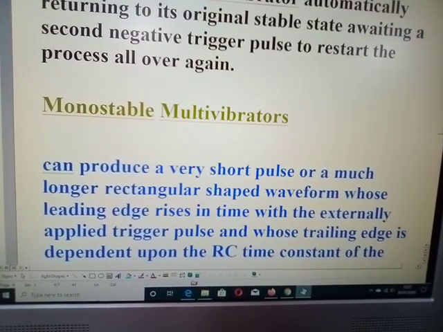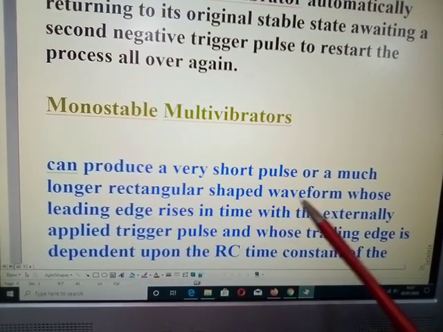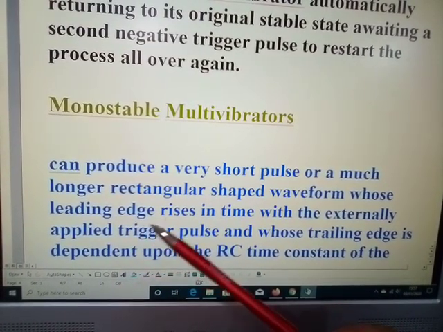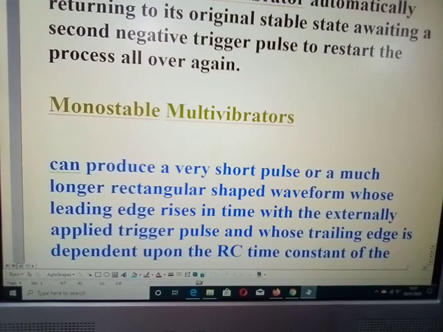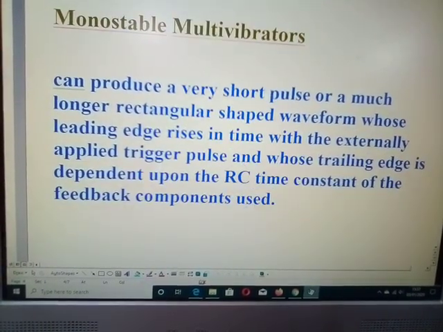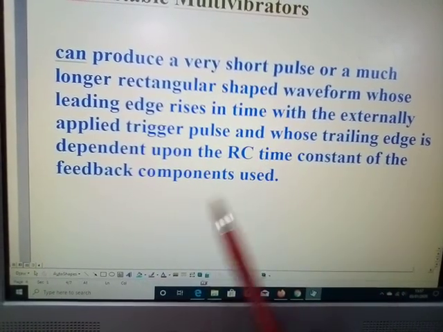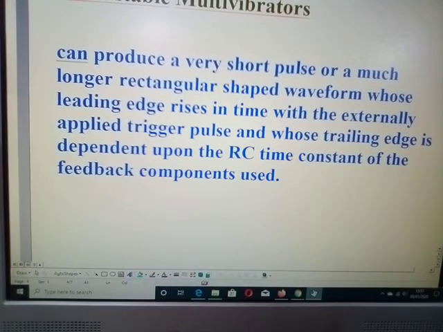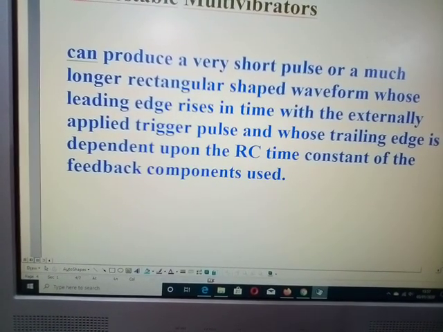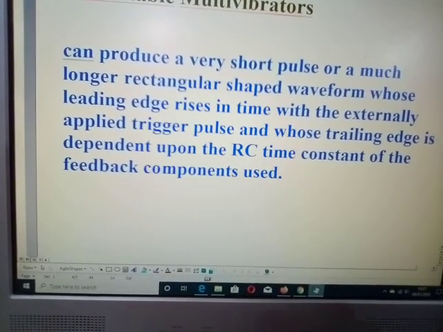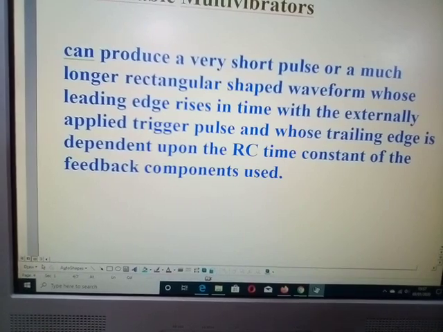Monostable multivibrators can produce a very short pulse or a much longer rectangular shaped waveform whose leading edge rises in time with the externally applied trigger pulse, and whose trailing edge is dependent upon the RC time constant of the feedback components used. So I am right, the time constant has to do with the RC circuit. But we're not doing that here. All I'm doing now is providing you with some information that you can apply or be aware of in due course.